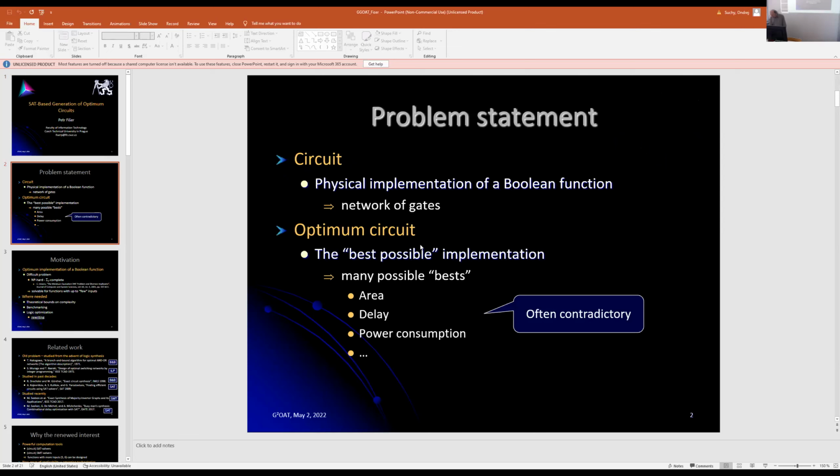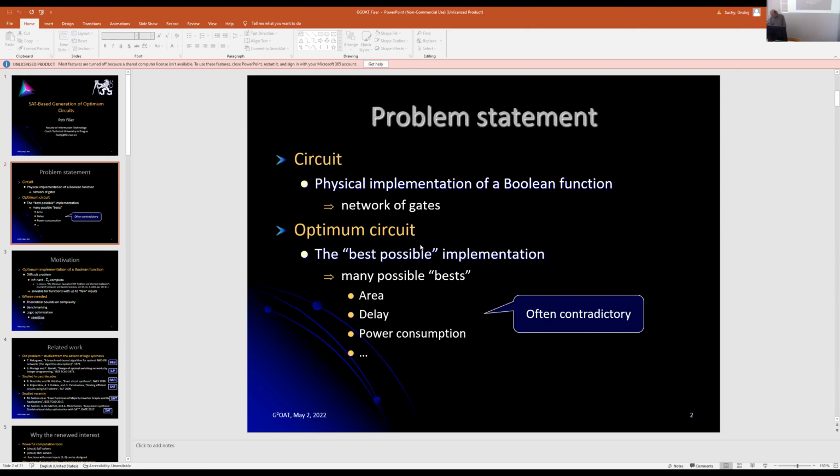So right now, I will start with circuits. What does it mean? A circuit is a physical implementation of a Boolean function. As a result, we get a network of gates. I will be speaking about one particular implementation in this talk.